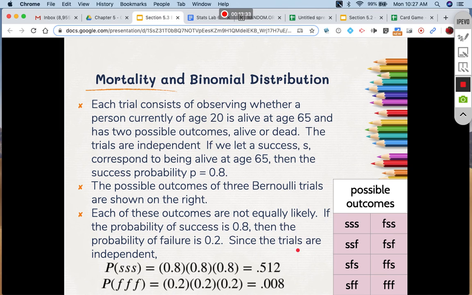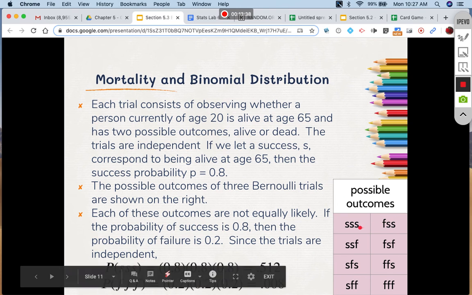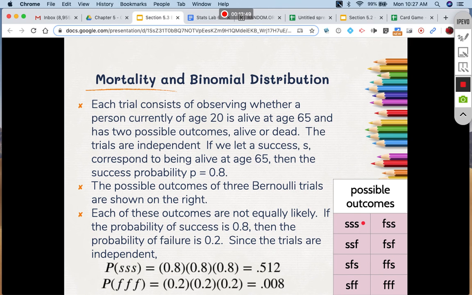So we look at the possible outcomes, and we get those 8 possible outcomes here. All 3 alive, 2 alive, 1 dead, alive, dead, alive. Those are my 8 different possibilities for what's going to happen to these 3 people. Because each of these is independent, we can use our special multiplication rule to say the probability of all 3 being alive is 0.8 times 0.8 times 0.8, and so on and so forth. So we can figure out the probabilities for each one of these.